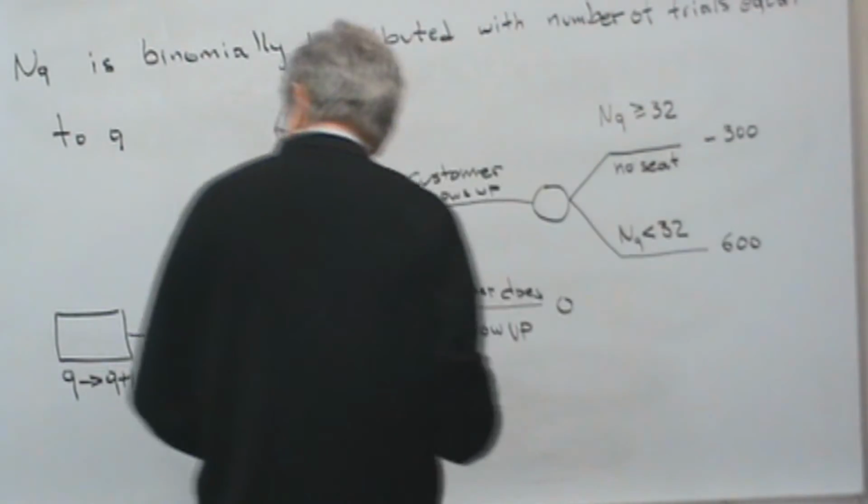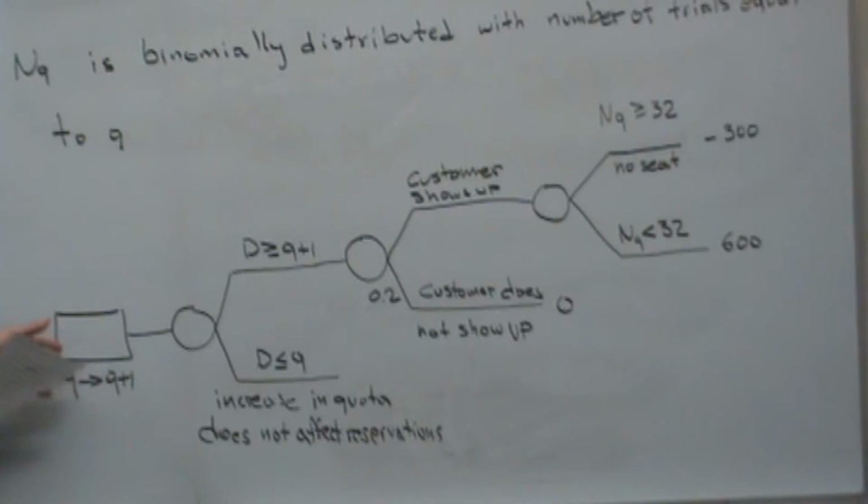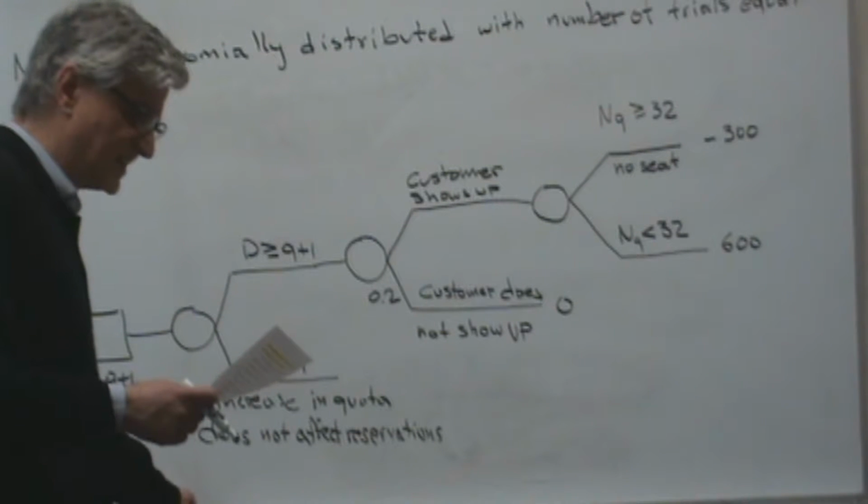So this is the tree that shows what will happen if we increase the quota by 1 unit. We'll calculate the expected increase in the profit because we increased the number of reservations that we can accept, and if it is positive, we increase the reservations by 1 unit. Otherwise, we don't. And the process is continued until we find that the expected profit starts decreasing.